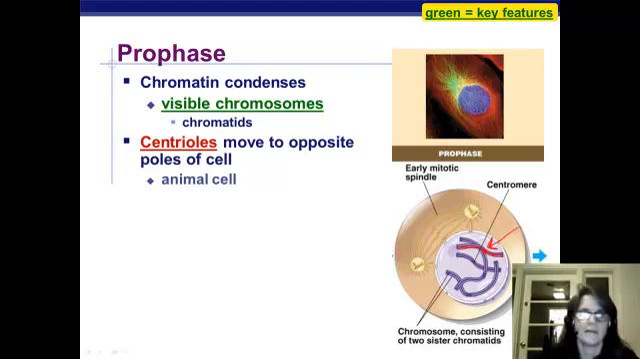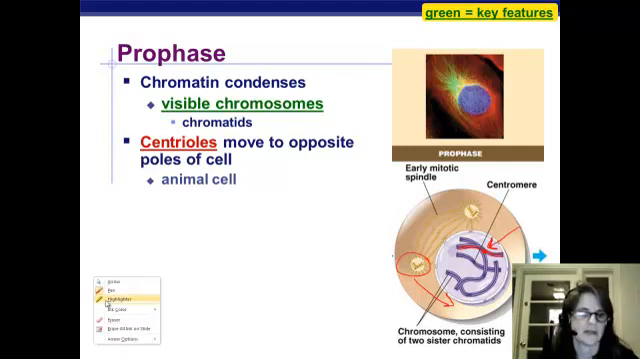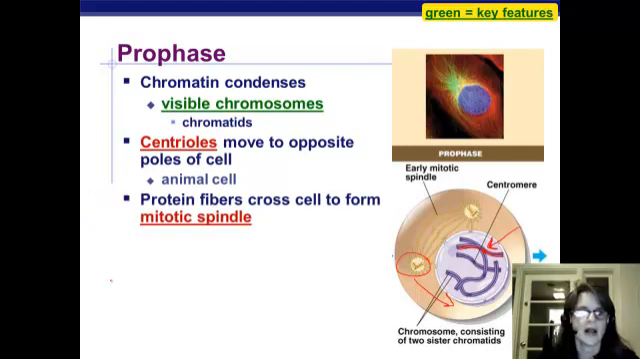Now, additionally, in prophase, this spindle is going to begin organizing itself, so the centrioles and centrosomes are going to move to opposite poles in an animal cell, at least. Remember, plant cells don't have centrioles. And the spindle will begin to form.